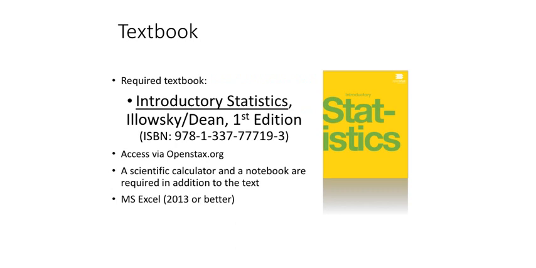The required textbook that we will be using is called Introductory Statistics by Illowsky and Dean, first edition. It is accessed by going to the website openstax.org, and this is a great deal. The textbook itself is free. So if you have questions about where to find any of the information, please let me know. However, I've placed the link for the textbook on the home page and on the subsequent links inside of each of our Canvas modules.